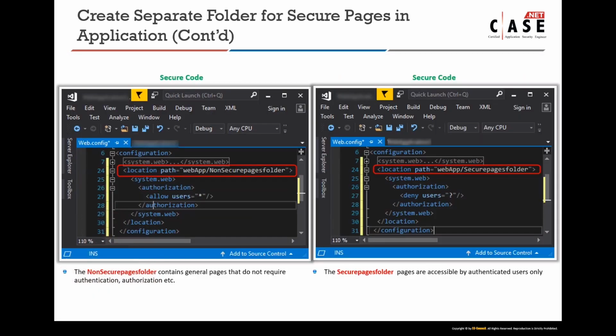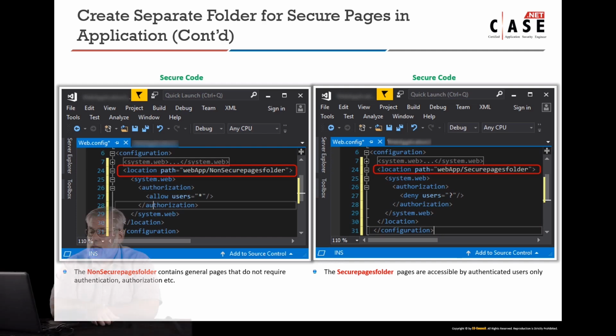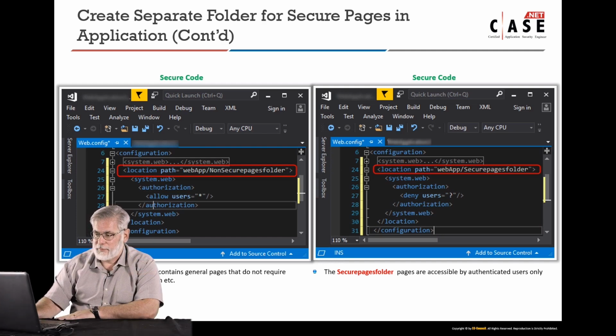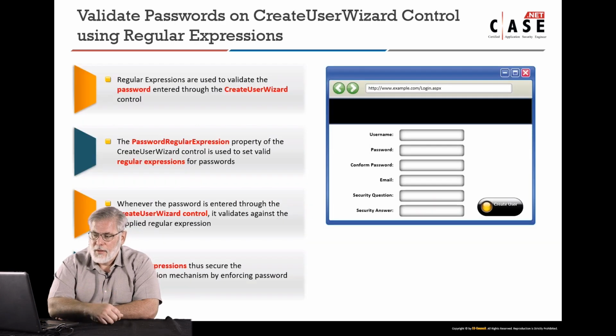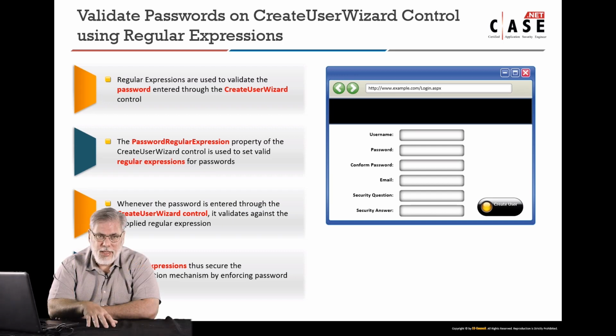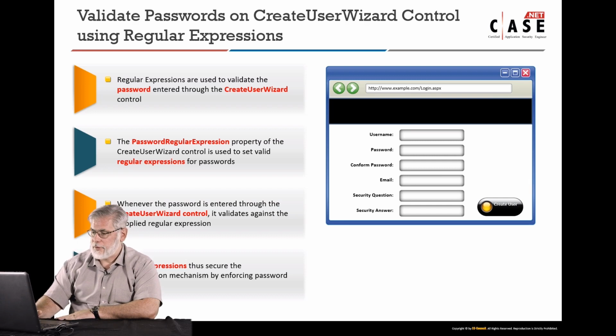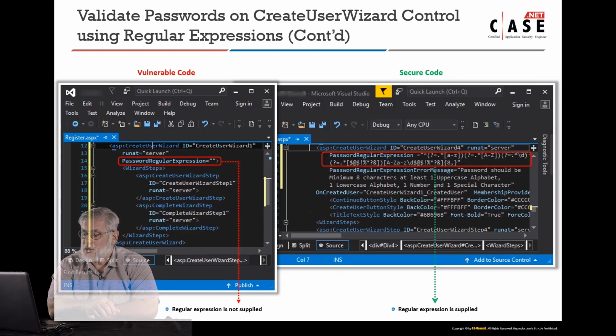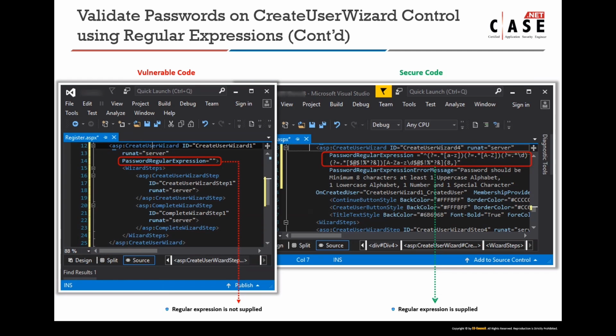Here we can see we have a separate folder specifically for secure pages. We have a path to it, and this is done in the web config file. Validating passwords when you create a user. There is a Create User Wizard control that will allow users to create an account, commonly used when someone wants to register. We want to make sure that when they first create the account that they use good passwords. And you can see here there's code using regular expressions that will force them to use a good password.